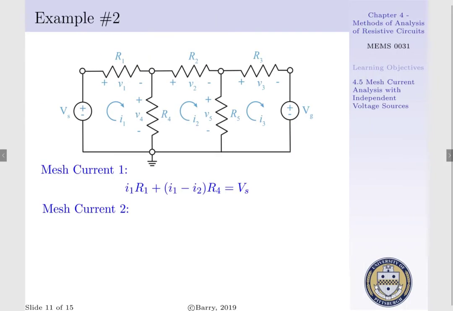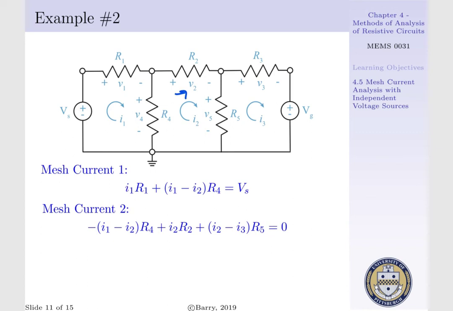Now when we look at mesh current 2, we have minus V4 plus V2 plus V5, where we already have V4 expressed in terms of mesh currents 1 and 2 and resistor R4, such that we'd have minus (I1 minus I2) times R4 plus V2, which is I2 times R2, plus V5. Now V5 has mesh currents 2 and 3 running through it, where the current running through R5 would be mesh current 2 less mesh current 3.